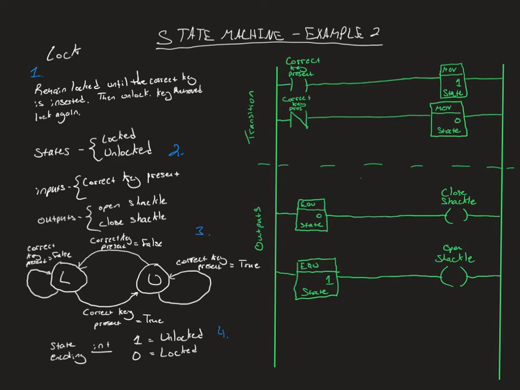And if the key is removed or an incorrect key somehow magically appears in the lock, then we're going to transition from unlocked back to locked. If we're locked and the correct key remains not present, we're going to stay locked. And if we're unlocked and the correct key remains present, we're going to stay unlocked. And we have coded that into our ladder logic. There's our state machine. It would be easy then to have this running in a PLC and it actually function.